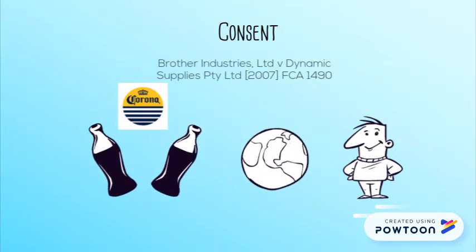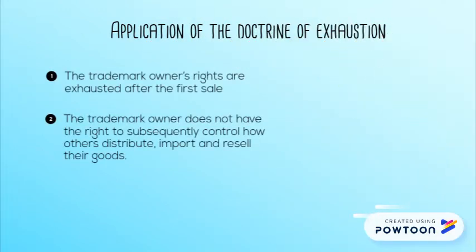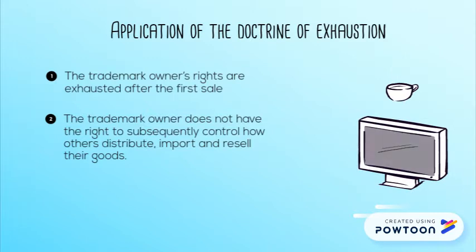The significant case, Brother Industries Limited and Dynamic Supplies Proprietary Limited, restrained the scope of implied consent and therefore limited the power of the exhaustion defense. There are 2 points I would like to highlight that simplify the application of this defense. The trademark owner's rights are exhausted after the first sale, and the trademark owner does not have the right to subsequently control how others distribute, import, and resell their goods.